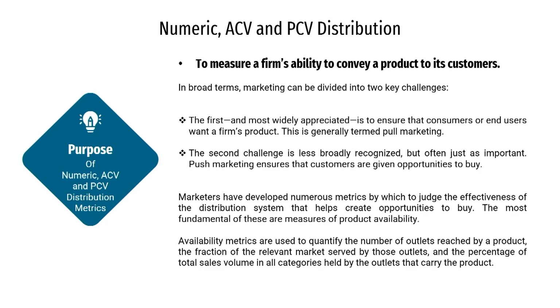Now, let us look at the purpose of the numeric, all commodity volume and product category volume distribution metrics. The primary purpose is to measure the firm's ability to convey a product to its customers, or in other words, how easily and conveniently the product is made available to the target set of customers. Are they getting the product in the nearest store, or do they have to travel, let us say, 5 kilometers to get my brand's product?